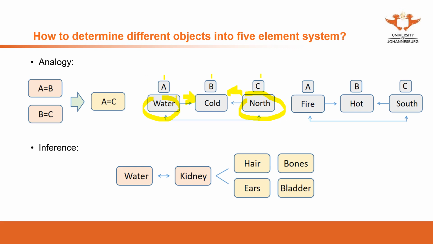In the north of the earth, in general, it's colder. That's why A is related to cold, and cold is related to the north. That's why we said A is related to C. So that's why we put different stuff. The fire, the hot, and the south are quite similar.